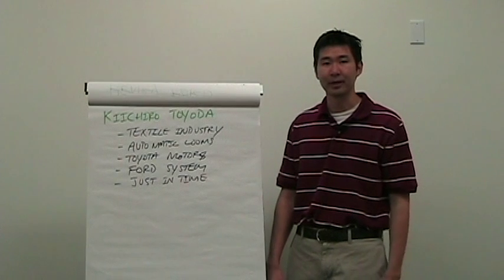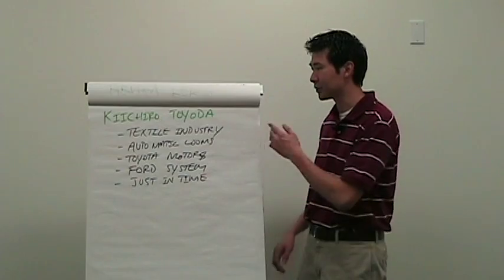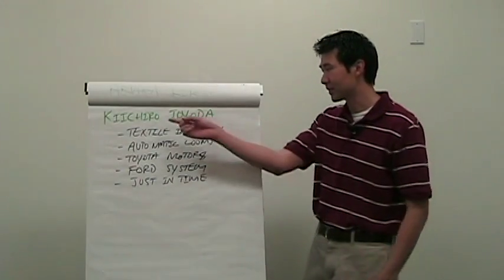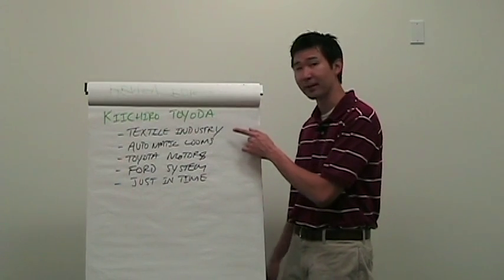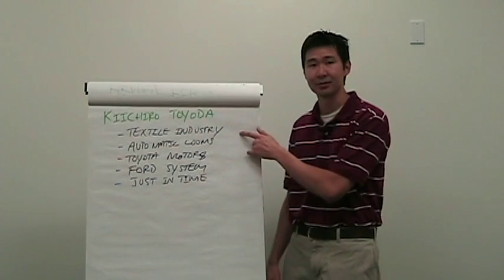Next we have the Toyota family. Now, I'll talk about the Toyota family as a whole, but I'm just going to list the name Kiichiro Toyota. Now, if you know anything about the Toyota family, they started out in the textile industry.